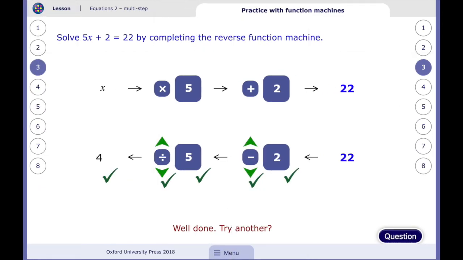And here is the answer. So we subtracted 2 from 22 instead of adding 2, the inverse, and then we've divided by 5 instead of multiplying by 5. And we should have the answer 4. So we're just working it backwards. Well done.